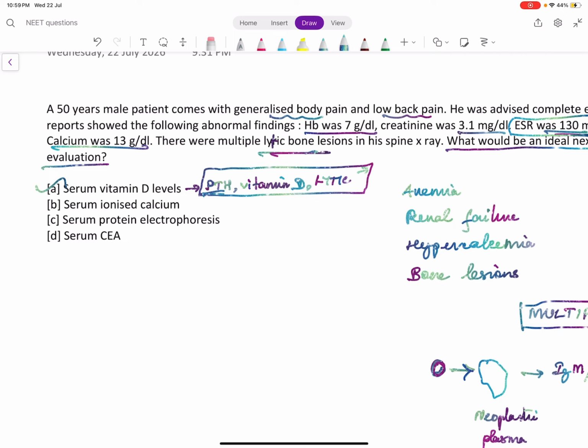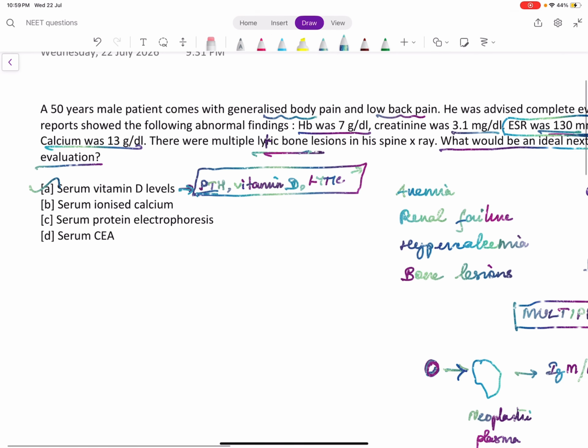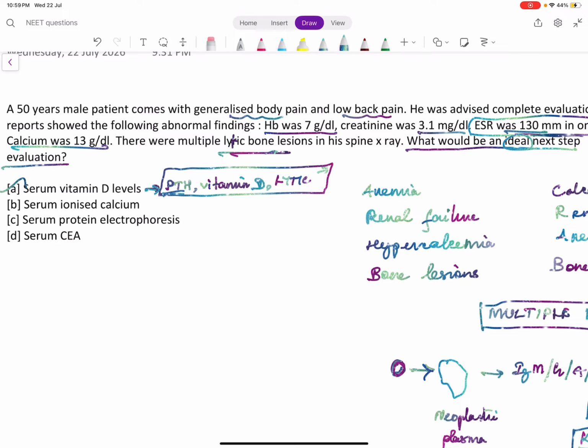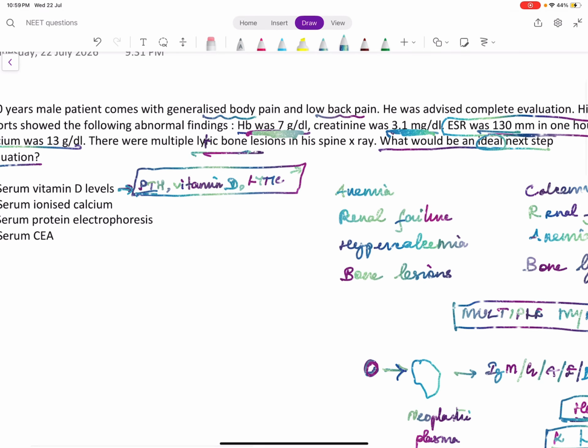Okay. So this also seems to be a good option. But what is the best? They have asked the ideal next step. Because serum vitamin D level does not explain the low hemoglobin, the high creatinine.